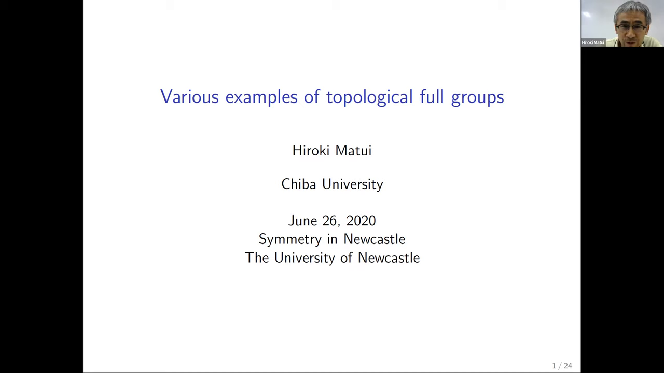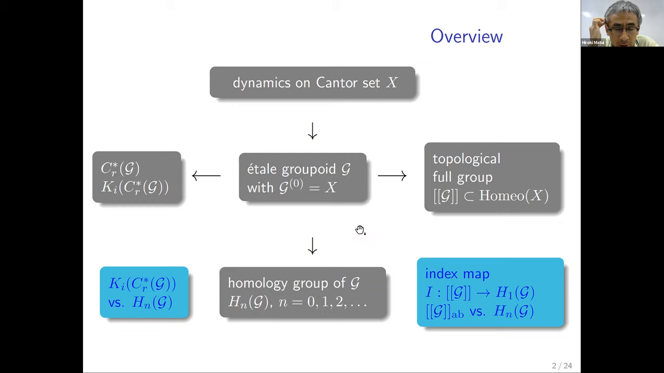This is my overview of the talk, and this is a survey talk about topological full groups. And I'm interested in dynamical systems on Cantor set.